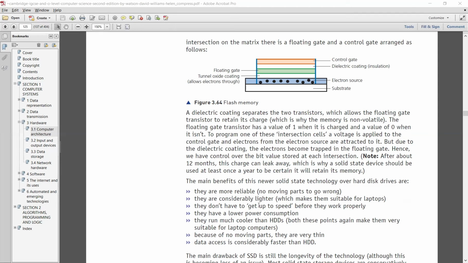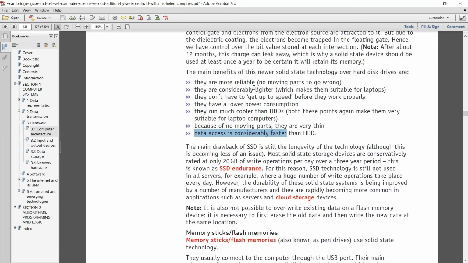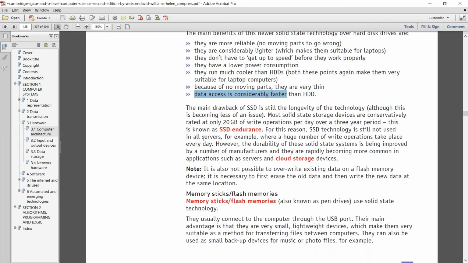They don't have to get up to speed to start their work. Lower power consumption, they run much cooler. They are very thin, and data access is considerably faster. So the most important thing is that data access is considerably faster than HDDs. So this is the advantage of SSDs. Now, the problem of latency is resolved here in SSDs, but the drawback of SSD is its endurance, not a very long life. So this is what the thing actually is.